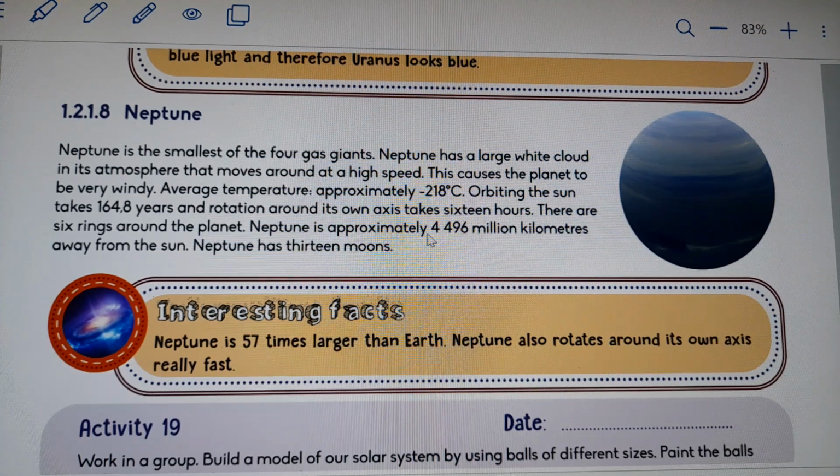Neptune is approximately 4,496 kilometers away from the Sun. Neptune has 13 moons. Okay, not bad in terms of the moons.